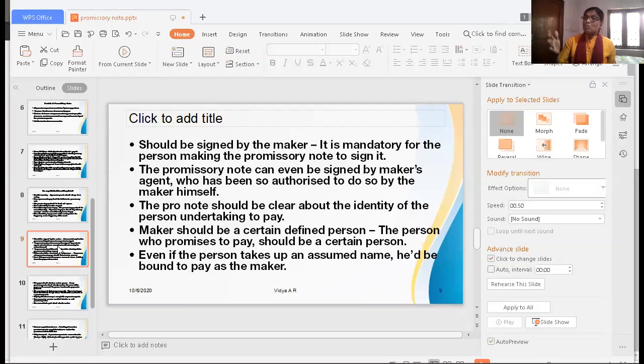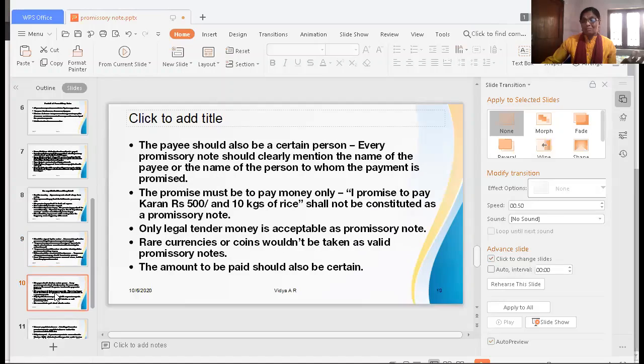ഇനിയിപ്പം ഒരു assumed പേരാണ് നമ്മൾ ഇടുന്നത്. ഇപ്പോൾ ഓരോരുത്തർക്ക് കോമൺ പേരൊക്കെ ഉണ്ടാവും, അല്ലെങ്കിൽ നിക് നെയിംസ് ഒക്കെ ഉണ്ടാവും. ആ പേരിലാണ് എങ്കിൽ കൂടി പൈസ അടയ്ക്കേണ്ടി വരും. That's the only thing you have to take care of. And the payee should also be a certain person. മൂന്നാമതൊരാൾക്കാണ് ക്യാഷ് പേ ചെയ്യേണ്ടതെന്ന് നമ്മൾ പറയുന്നുണ്ടെങ്കിൽ പേയിയും certain ആയിരിക്കണം. And every promissory note should clearly mention the name of the payee or the name of the person to whom the payment is promised.